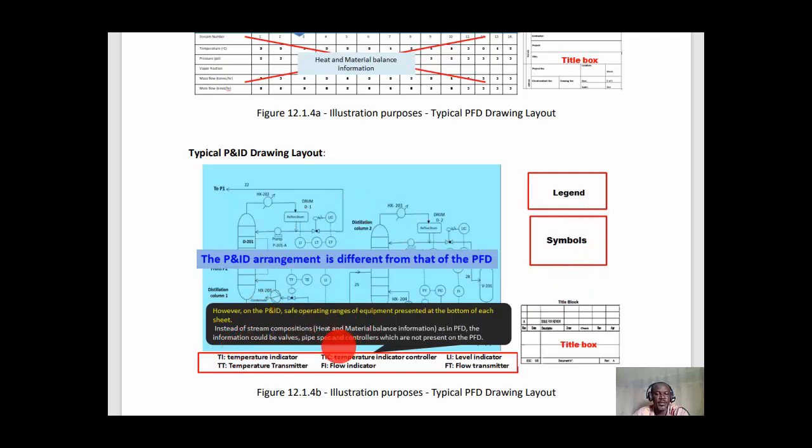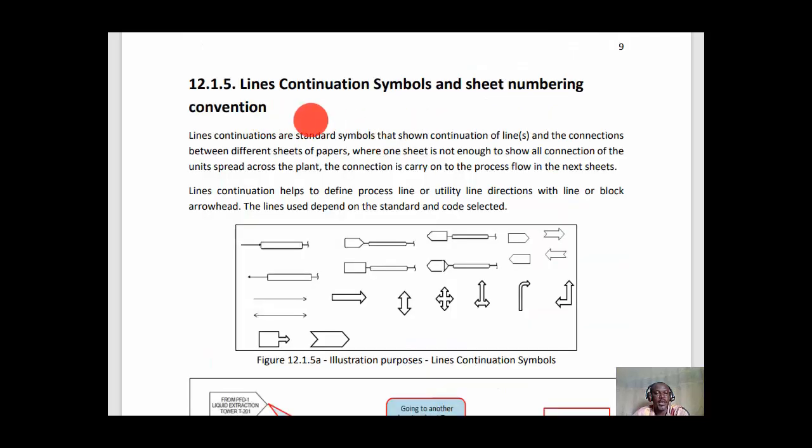However, on the P&ID, safe operating ranges of equipment are presented at the bottom of each sheet. Instead of stream composition, heat and material balance information as in PFD, the information could be valve, pipe spec, and controller, which are not present on the PFD. Then let's take a look at the line continuation symbols and sheet numbering convention.